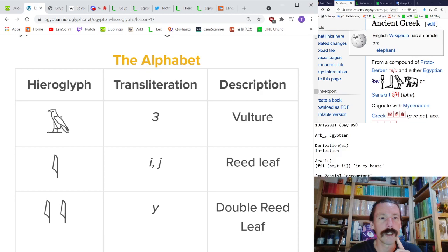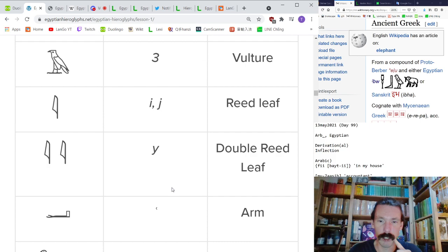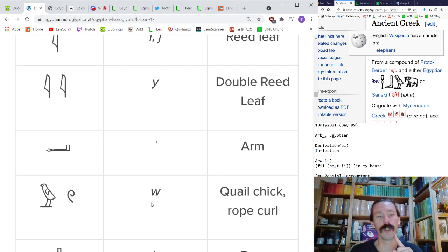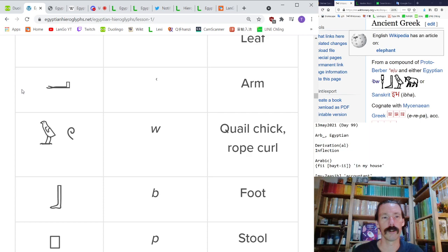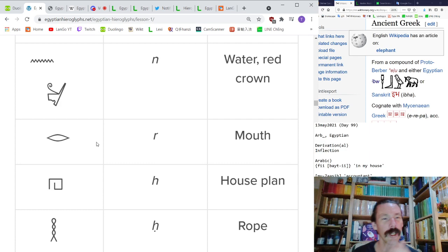Between the four different types of H. All right, eagle, transliteration 3. That's cool. Vulture 3. Reed leaf I. Double reed leaf Y. Arm ein. W quail chick, rope curl. That's cute. The rope curl is a later sort of abbreviated form. Hiragana. Got it. B foot, P stool, F horned viper. M owl, N is water, and red crown. How cool.